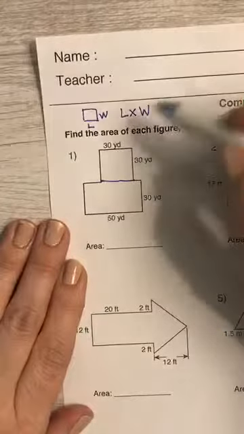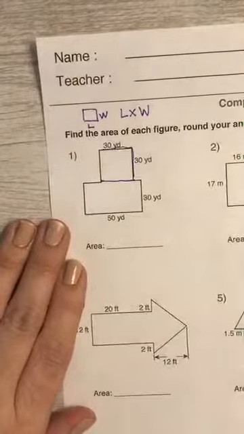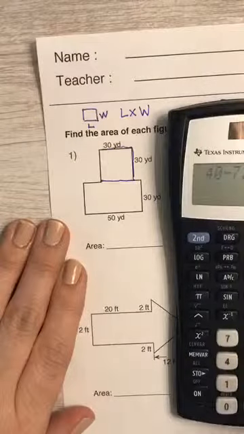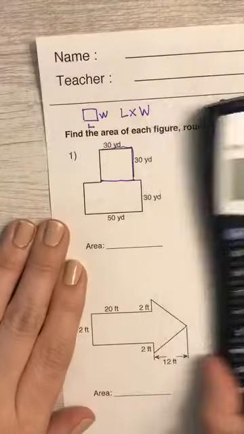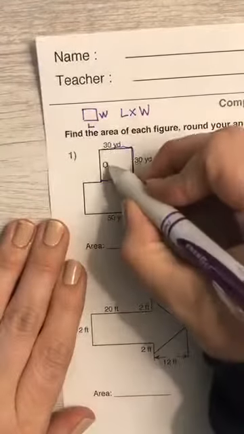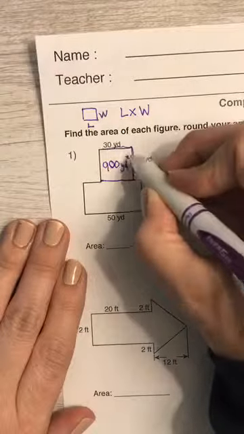Okay, so on the top one, it's going to be 30 times 30. And you should absolutely use a calculator for this. That'll get you 900. So this will be 900 yards squared.